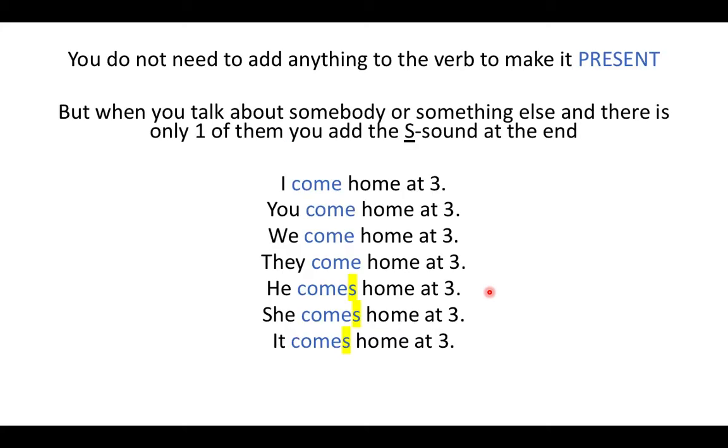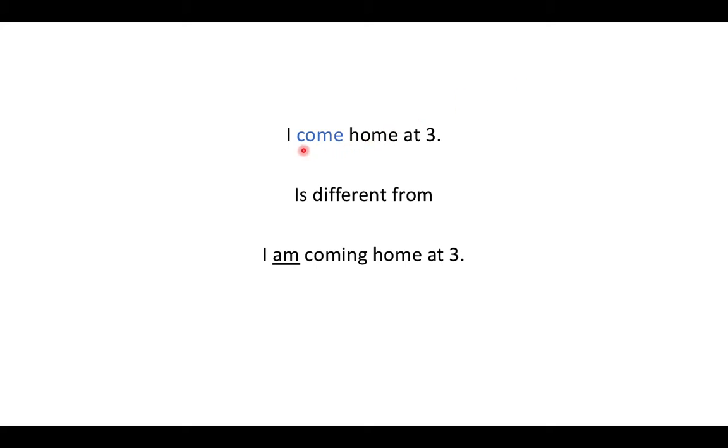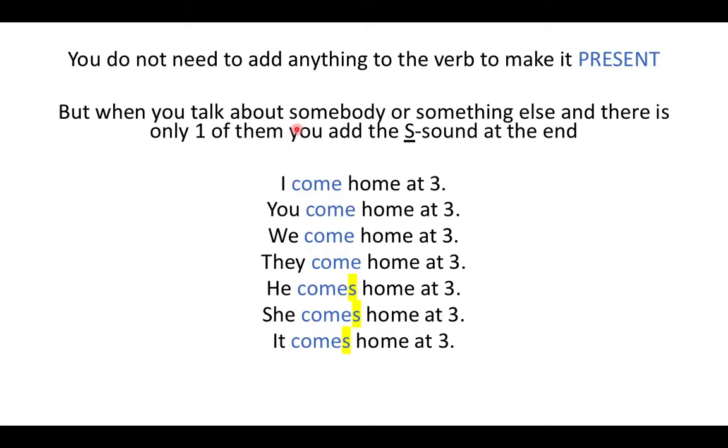You do not need to add anything to the verb to make it present. So when you say come, it is already in the present form. Except for when you're talking about, instead of saying I or you or we or they, when you say he or she or it, you need to add an S sound at the end of the verb. That's the only thing you need to change when it's in present.